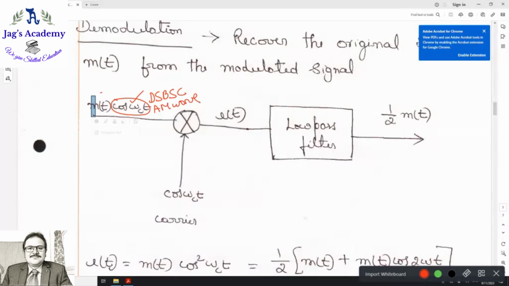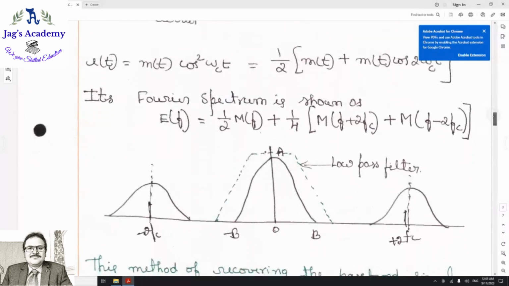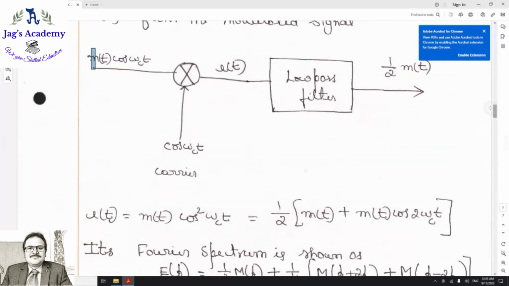The simple process of demodulating a DSB-SC AM wave is that at the receiver, you multiply with the same carrier wave, with the same carrier frequency. Once you multiply, see what expression you get. I told you this in my last class, right? You multiply your DSB-SC AM wave with a carrier wave, so the expression you get is m of t into cos square omega ct.